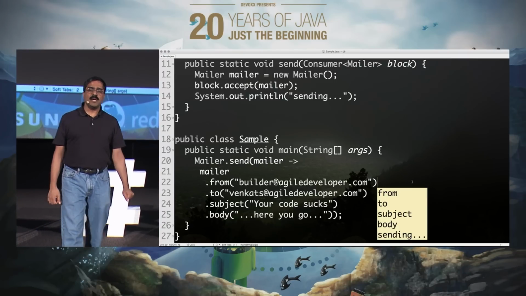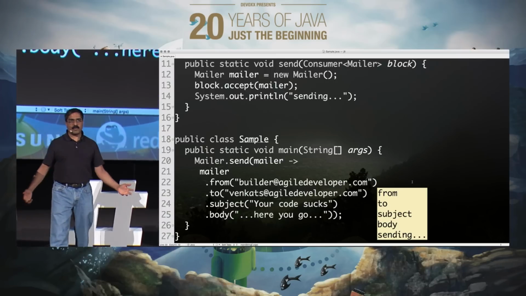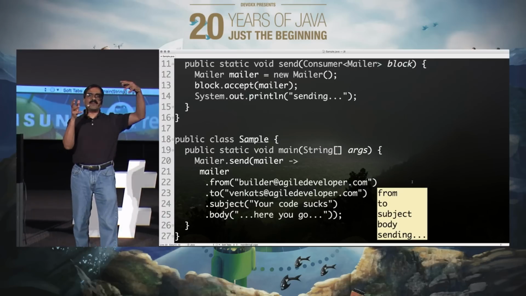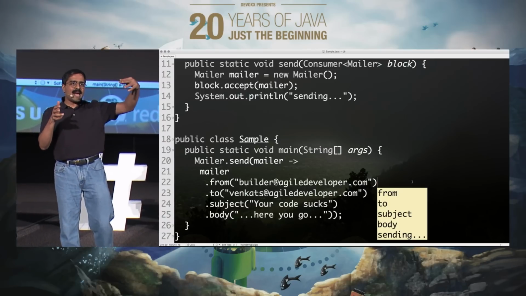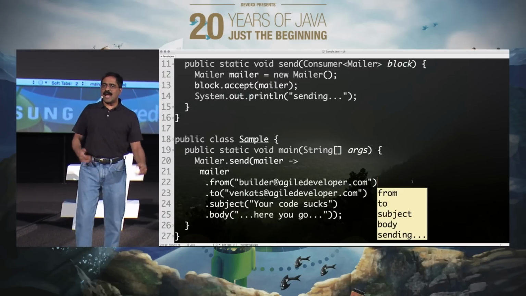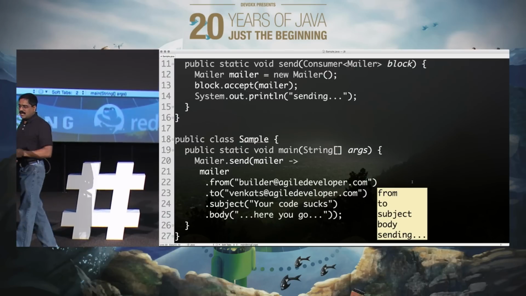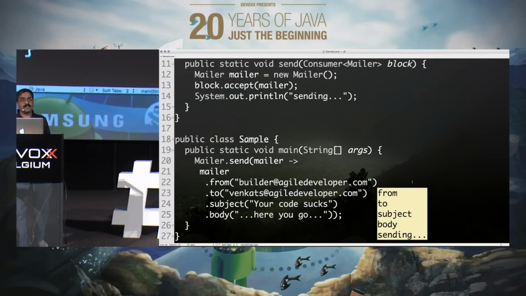And the answer is, what mailer object are you talking about, right? Because there is no mailer object on our hand, because the context of the mailer object is within the lambda. And the minute you return from the lambda, you go back to the send method, and the send method keeps the object internally. You don't have access to the mailer object outside.